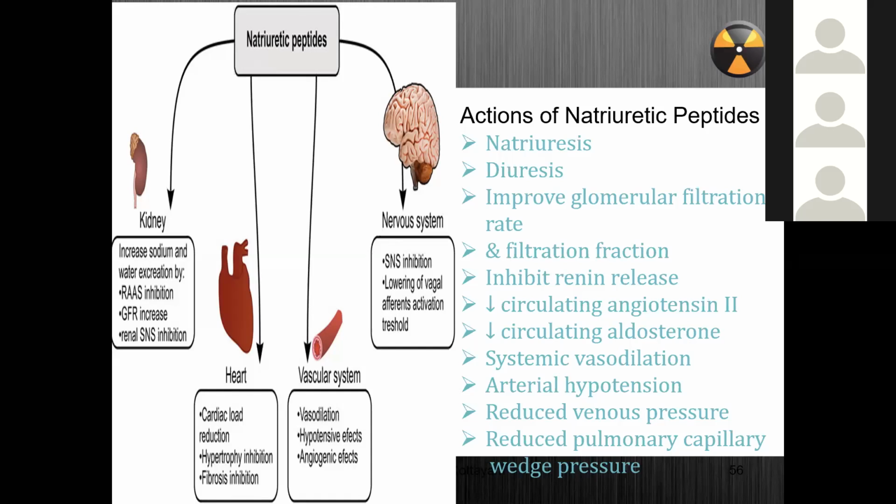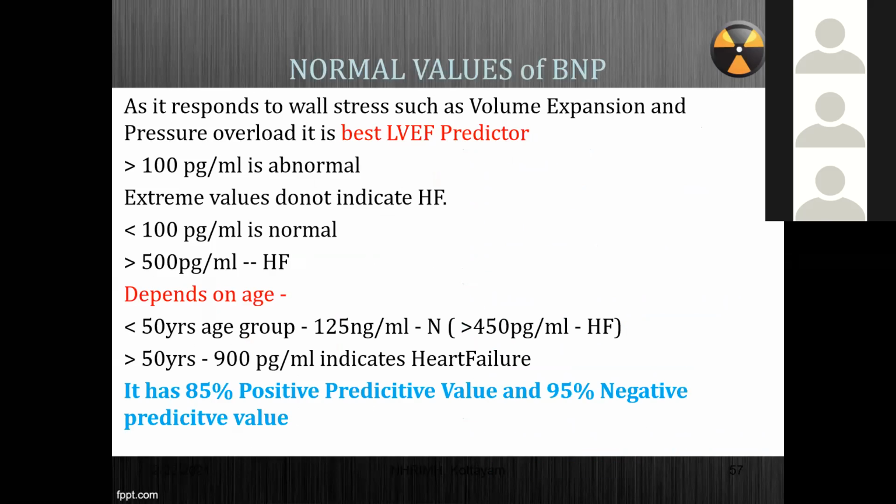So what does this do on the brain, on the vascular system, on the heart and kidneys? On the kidneys there is increased sodium and water excretion. Whereas on the heart, it reduces the cardiac load and hypertrophy. It prevents the hypertrophy and also inhibits fibrosis. On the vascular system, it causes vasodilation and also angiogenic effects. On the nervous system, it causes sympathetic nervous system inhibition and vasovagal syncope. Yes, it's natriuretic peptides.